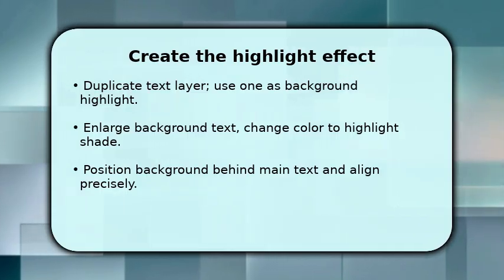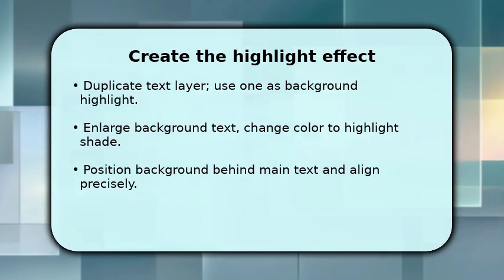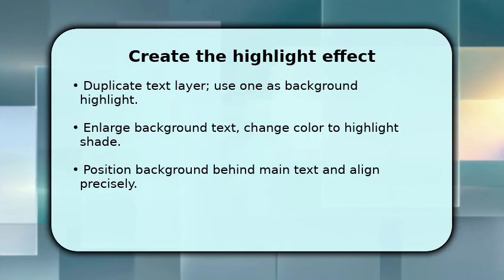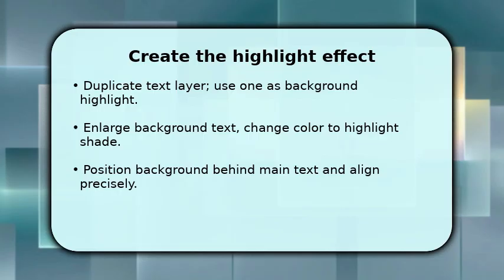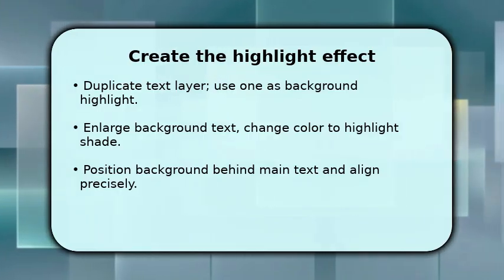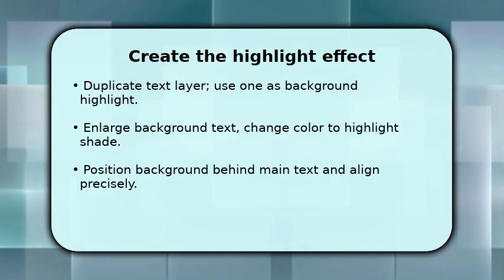Next, increase the duplicated text size slightly, change its color to the highlight tone you want, and add rounded background via stroke or shadow if needed. Once done, move the highlight layer down a track so the original text sits clearly above it, and nudge both layers until alignment looks perfect on every frame.